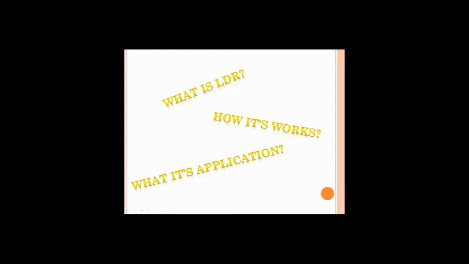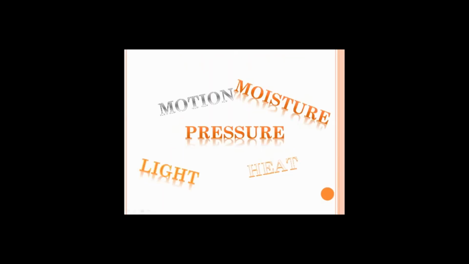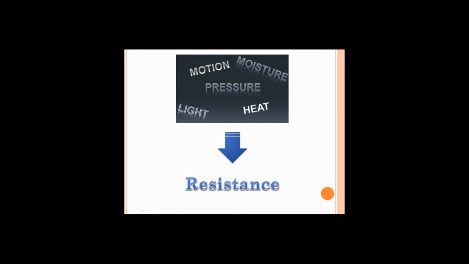First, we must know the definition of a sensor. A sensor is a type of resistor that can change its resistance value just like a variable resistor. But the difference is the value changes by detecting and responding to some types of input from the physical environment. The specific input could be light, heat, motion, moisture, pressure, or any of a great number of other environmental phenomena. All these factors determine the value of resistance of any sensor that we use.